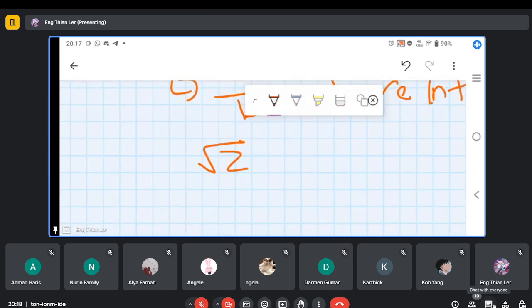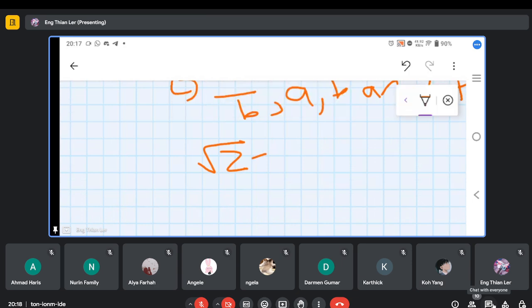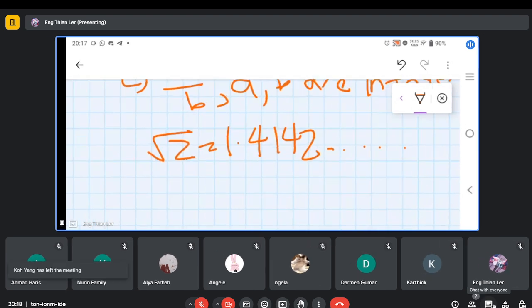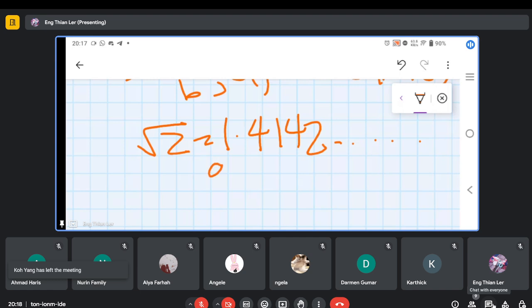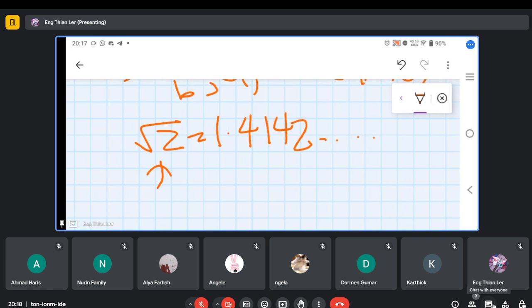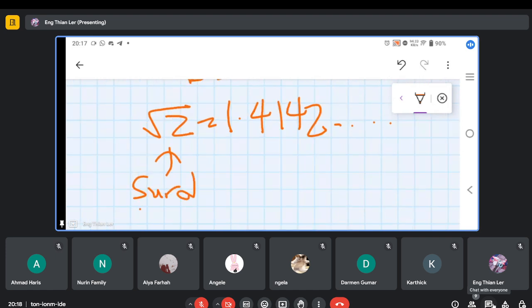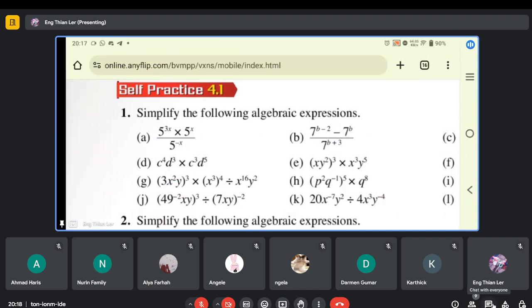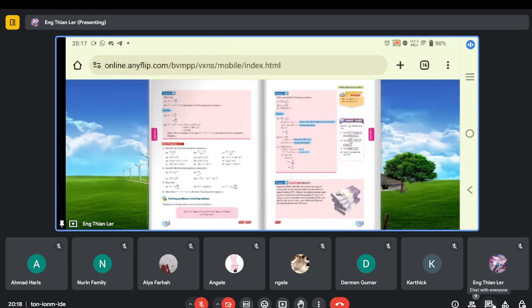What is surd 2? You can type it into the calculator and get 1.4142 and then more digits, right? How can you convert this into the a over b form? It's not possible, right? So when you meet this, it is called a surd. We will go to the textbook for further information. It will teach you and let you determine what is a surd and what is not a surd.